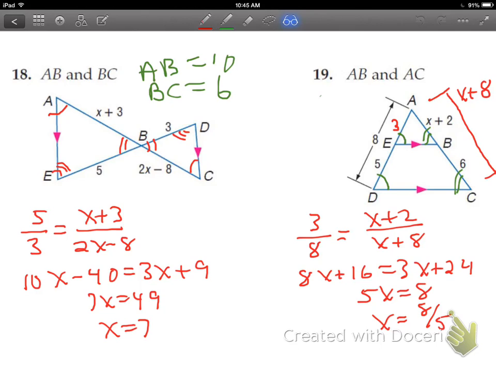Notice when we're doing 3 over 8, we're saying the left side of the small triangle divided by the left side of the big triangle, and when we say x plus 2 over x plus 8, that's the right side of the small triangle over the right side of the big triangle. We set those equal, cross multiply and solve, we get x equals 5/8. Plug those answers for x back in, and you'll find the lengths of AB and AC.